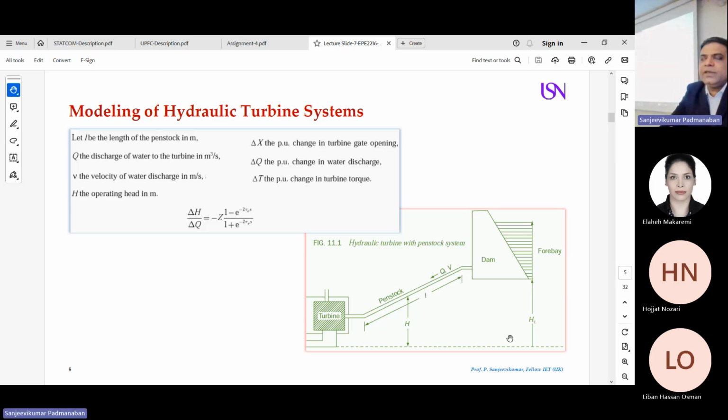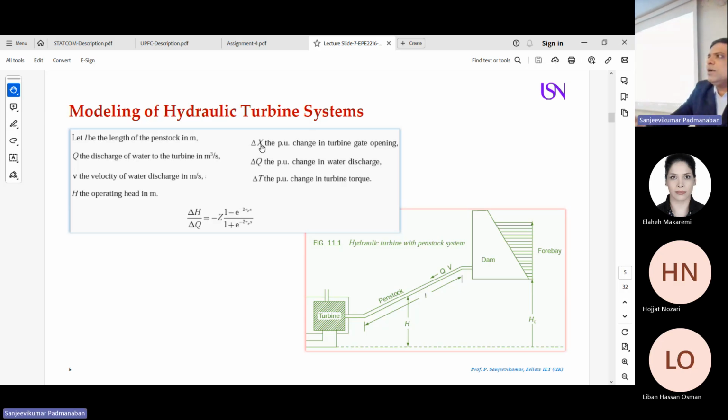So these are some specifications you have to look at. I'm not going into the derivation. The final result is very important. So let L be the length of the penstock in meters. Q is the discharge of the water in meter cube per second. And small v is the velocity of the water discharge in meters per second. H is the operating head in meters.